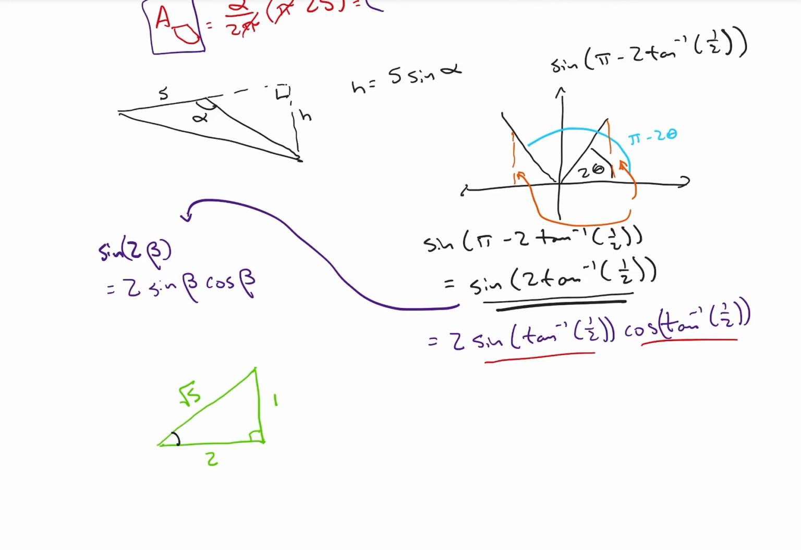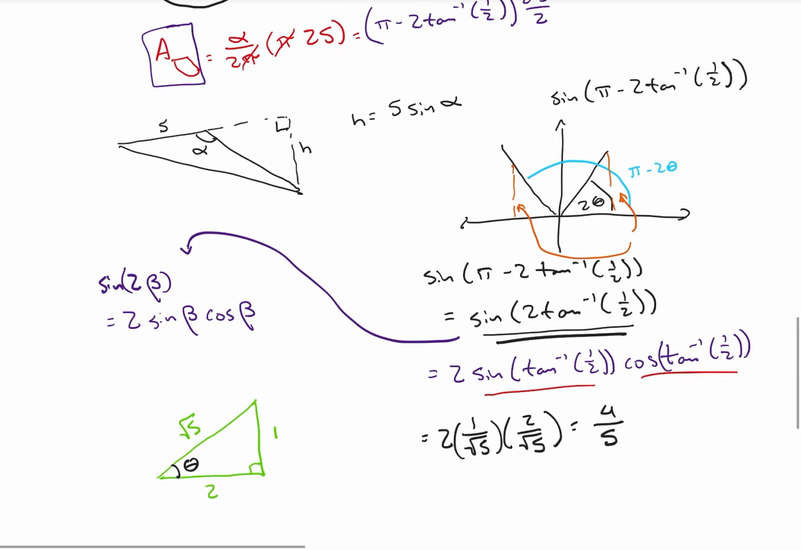So this is my angle theta. So now I'm just asking, what is sine of theta and what is cosine of theta? So this is going to be equal to 2 sine of that angle. So sine of that angle is going to be 1 over square root of 5 times cosine of that angle, which is 2 over square root of 5, which is then going to be equal to 4 over 5. Okay, so I have 4 over 5 in here.